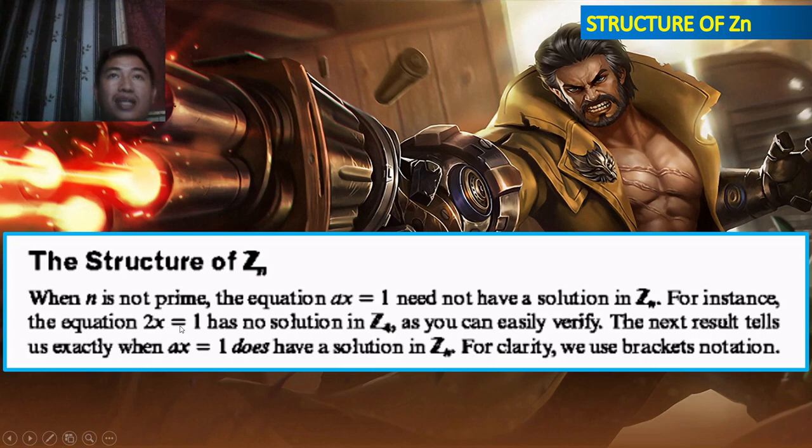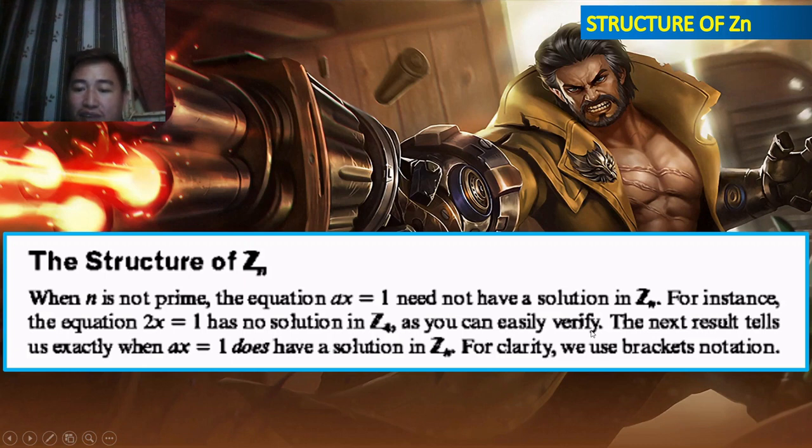Okay, 2 times 2 is 4, which is 0 in Z4. So we have no x here that gives a solution. That is, 2x equals 1 has no solution in Z4.